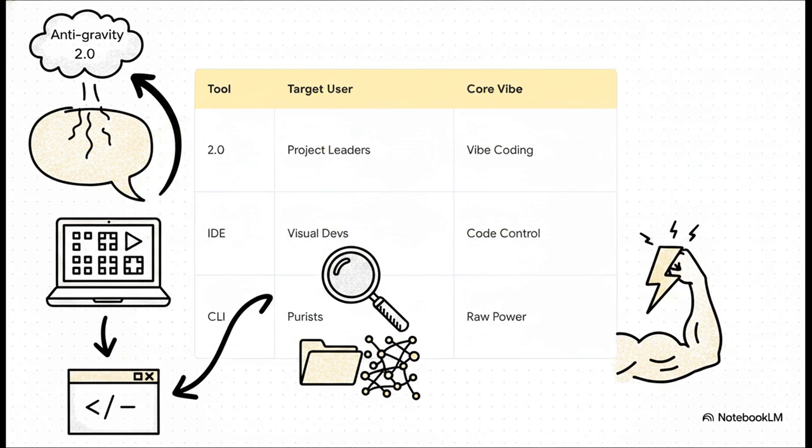Now, as we break down the target users for each of these, I want you to kind of mentally reflect on your own daily workflow. Ask yourself which one fits your personal coding vibe, because picking the right environment here, it literally changes everything. So breaking it down systematically, at the top we have Antigravity 2.0. This is a standalone desktop app with an agentic UI.